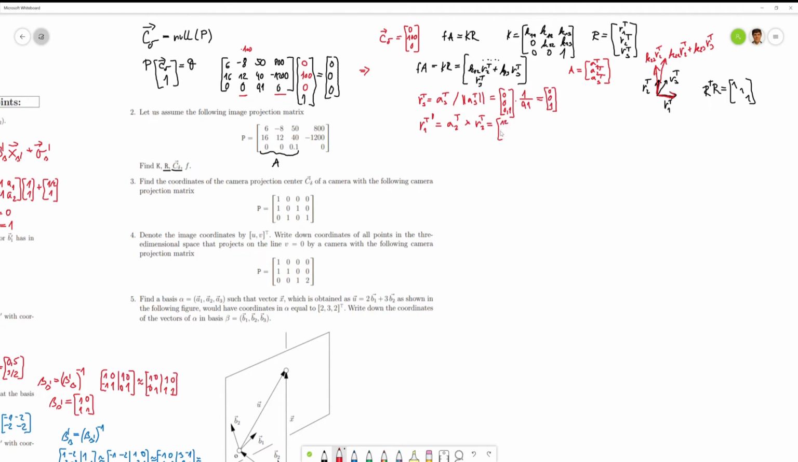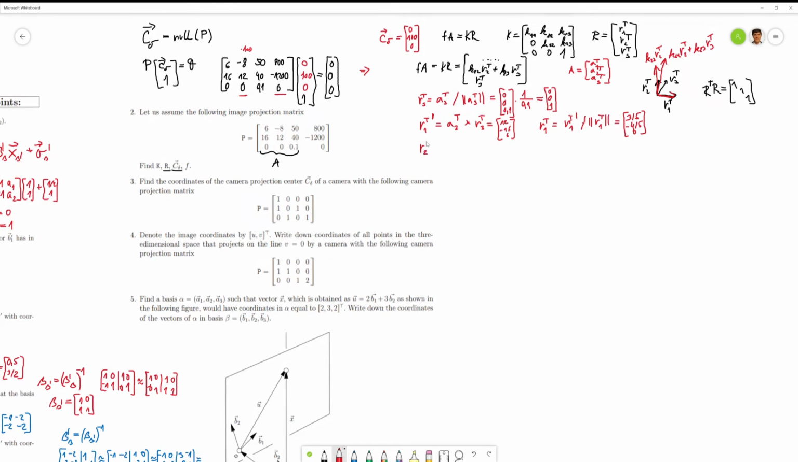Therefore, we first compute the vector, let's call it R1 transpose prime, as a cross product of A2 transposed and R3 transposed, which is 12, minus 16, and 0. And next, R1 transpose will be R1 transpose prime divided by its norm. It is the 3/5, minus 4/5, 0 vector.